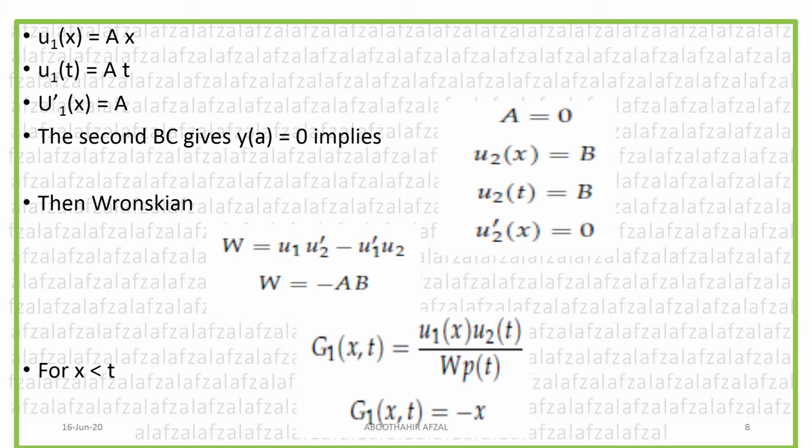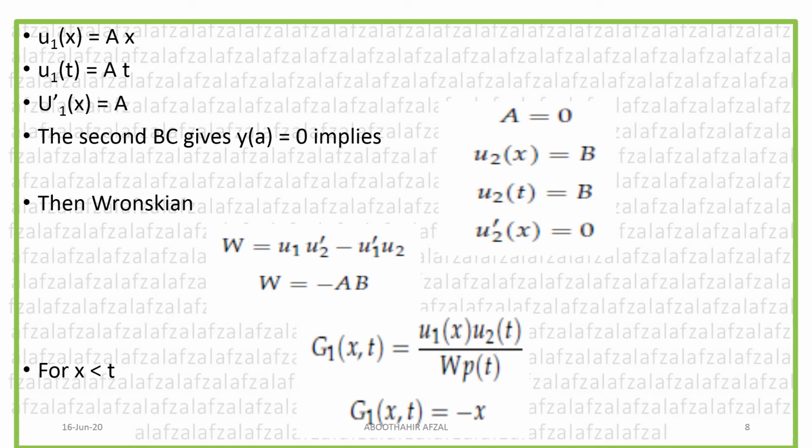If a equal to 0, then I put u2 of x is equal to b, u2 of t is equal to b. So the answer will give you only b is what remains in this. So automatically u2 of t is b. Therefore, if you differentiate a constant, you will get 0.